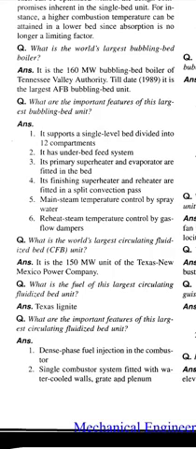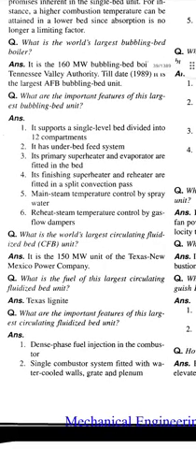It has an under bed feed system. Its primary superheater and evaporator are fitted in the bed. Its finishing superheater and reheater are fitted in a split convection pass. Main steam temperature is controlled by spray water. Reheat steam temperature is controlled by gas flow temperature dampers.